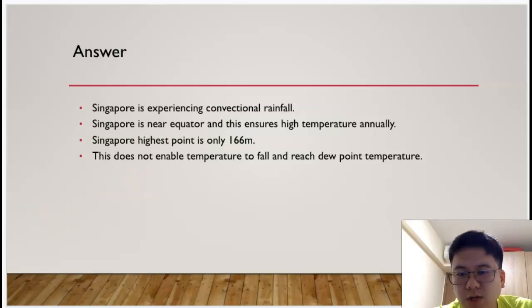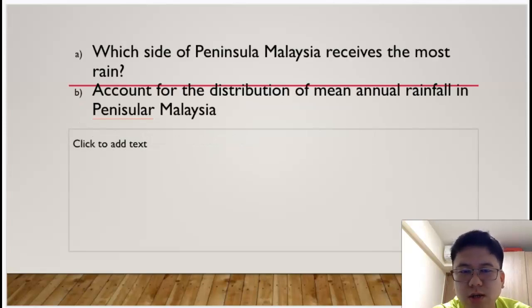Okay, so please make sure you double check your answer. Go through what you have written and then you are allowed to resubmit a new answer. Okay, so now let's go to the next question. Pitstop 4. Please turn to your textbook, page 163. The map that you saw: which side of Peninsular Malaysia received the most rain?